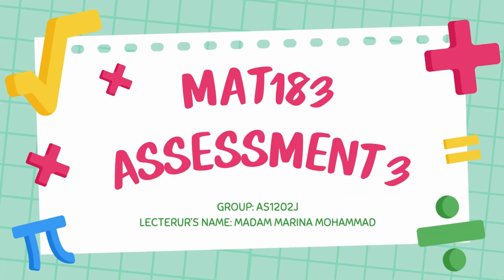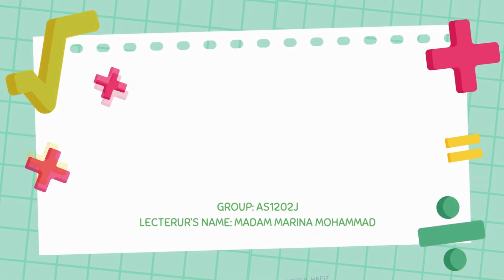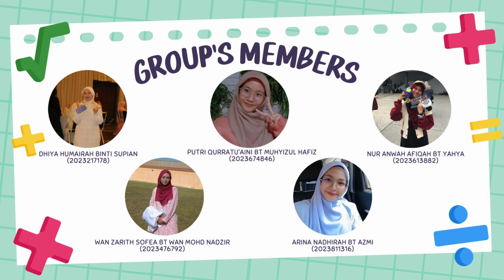We are AS1202J, Diploma in Science of UiTM Pahang Campus Jengka students. We would like to present you about our third assessment of MAT183. Before that, let's get to know our group members. There are 5 of us: Dia Humaira, Putri Kota Aini, which is me, Nur Anwar Afika, Wan Zarid Sofia, and also Arina Nadira.